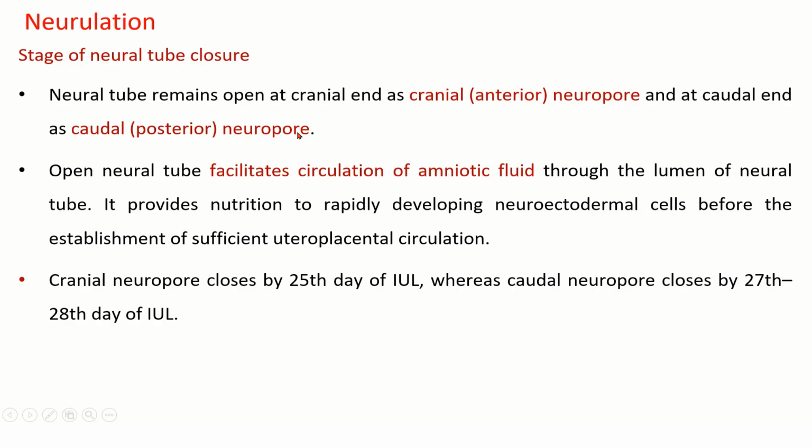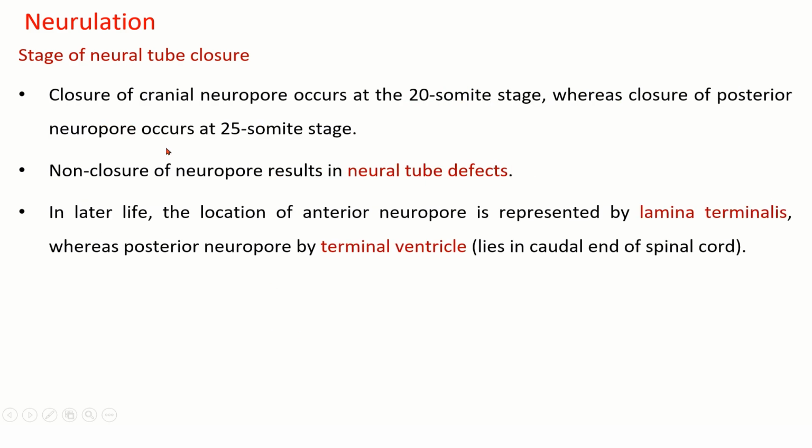So neural tube remains open at cranial end and at caudal end. So this facilitates circulation of amniotic fluid which provides nutrition to developing neuroectodermal cells. So cranial neuropore closes by 25th day and caudal neuropore closes by 27th to 28th days. So in the later life, the anterior neuropore or the cranial neuropore persists as lamina terminalis and the caudal neuropore persists as the terminal ventricle which lies in the caudal end of the spinal cord. The failure of closure of this neuropore results in neural tube defects.